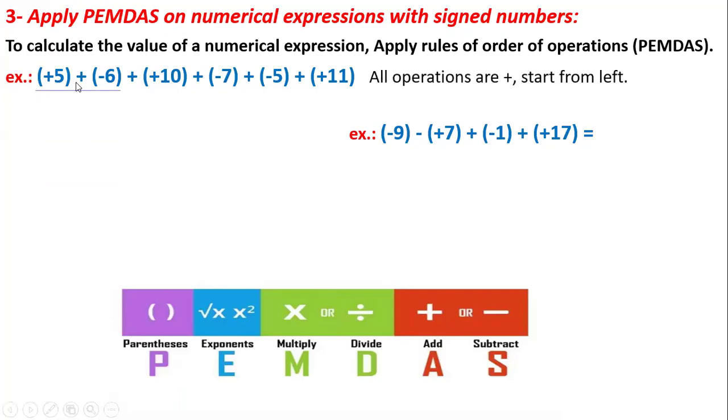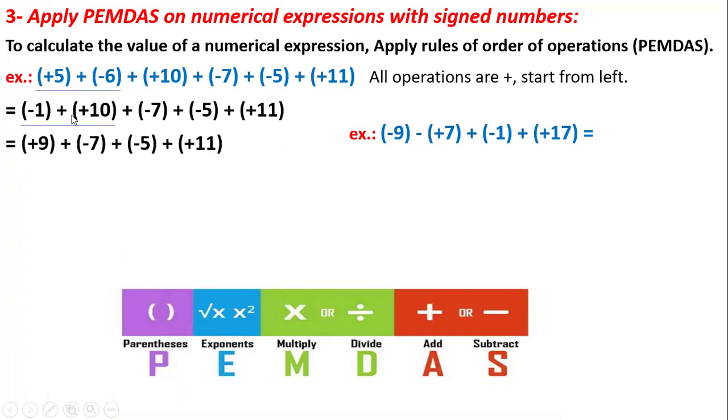The first two, I'm adding a positive with a negative, so my answer will be negative as the greatest, and we subtract, 6 minus 5 is negative 1. Here also I'm adding, so I start from left. Minus 1 plus positive 10, the greatest is positive, and we subtract 10 minus 1, so it's positive 9. Also, I start from left. As you can see, I'm underlining where I'm calculating. I'm adding a positive with a negative. The greatest is 9. Its sign is positive, and we subtract, so it is positive 2.